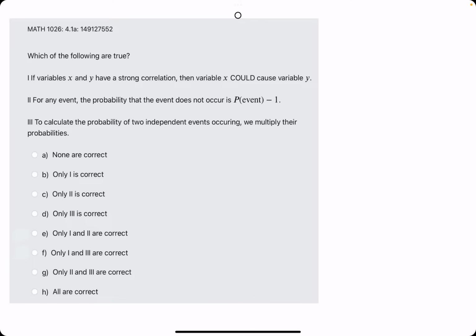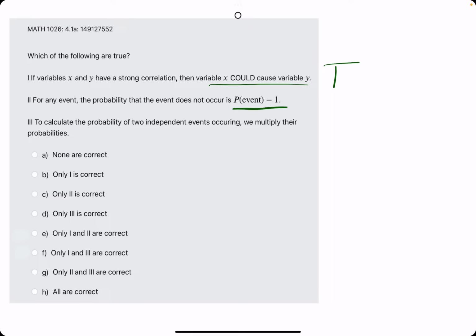Let's do a few more examples. Number 1, again, x could cause variable y if they have a strong correlation. That is true. Number 2, for any event, the probability that the event does not occur is probability of the event -1. This is very close.